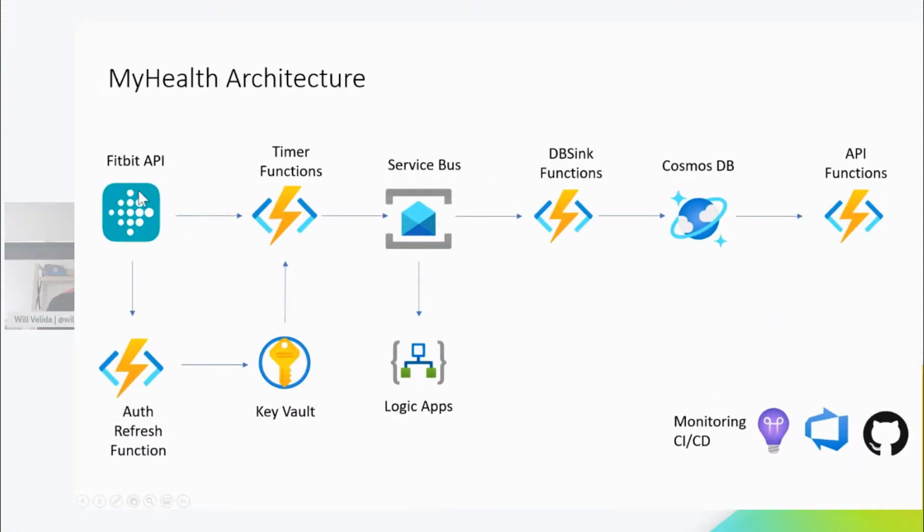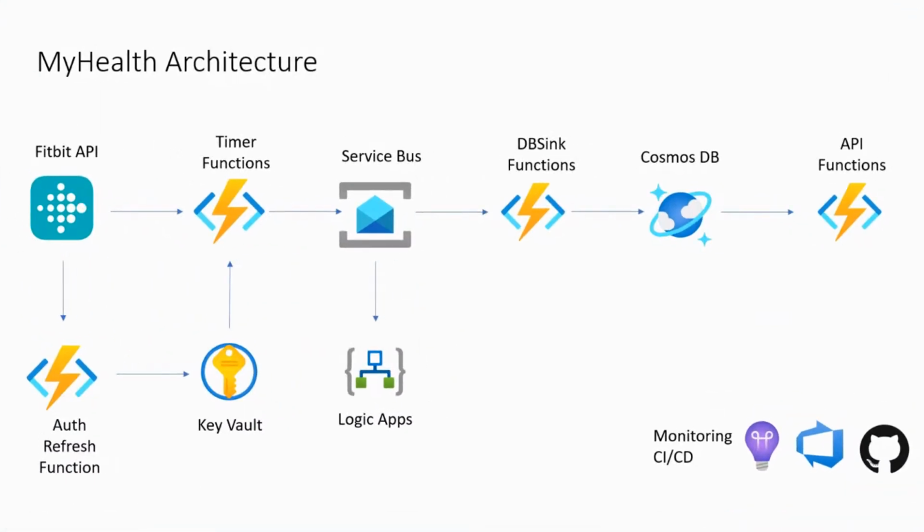So starting right from the Fitbit API, I can use timer functions to run functions on a schedule to call the API. So at 5 o'clock in the morning, my timer functions start, and they call the API to retrieve yesterday's data or monthly data for my weight data. I also have another function that refreshes my authentication with the Fitbit API, because for those of you who aren't so familiar with Fitbit APIs, you need a way to authenticate to them. So I have another timer function that handles that authentication for me.